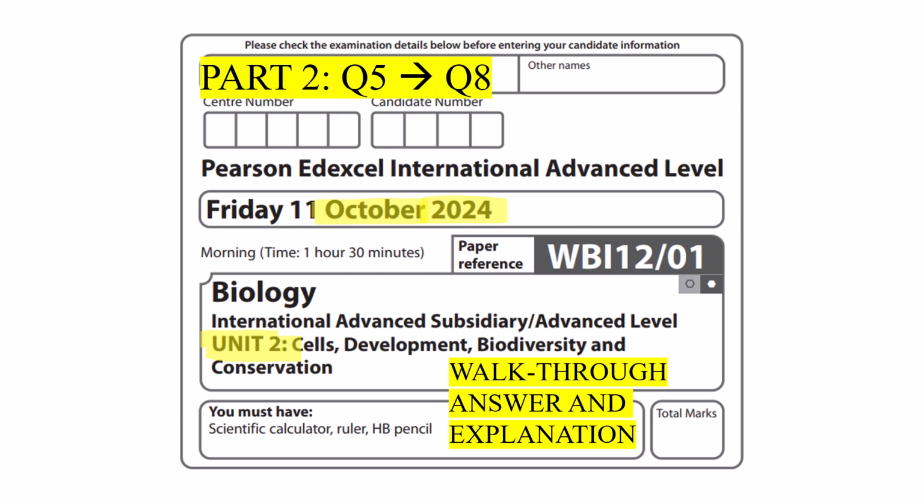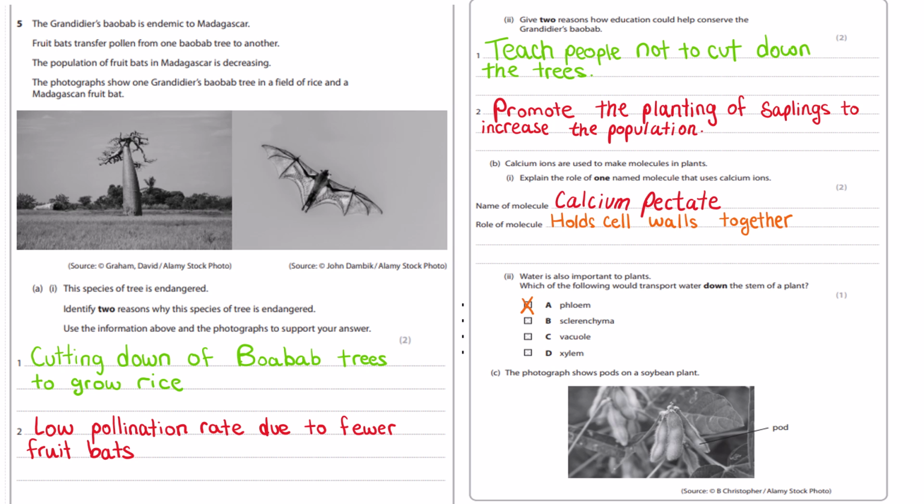Let's get started. Okay, so question number 5. We have a type of bat that is endemic to Madagascar. So fruit bats transfer pollen from one baobab tree to another. The population of fruit bats in Madagascar is decreasing. The photograph shows one Grandidier's baobab tree in a field of rice and a Madagascan fruit bat.